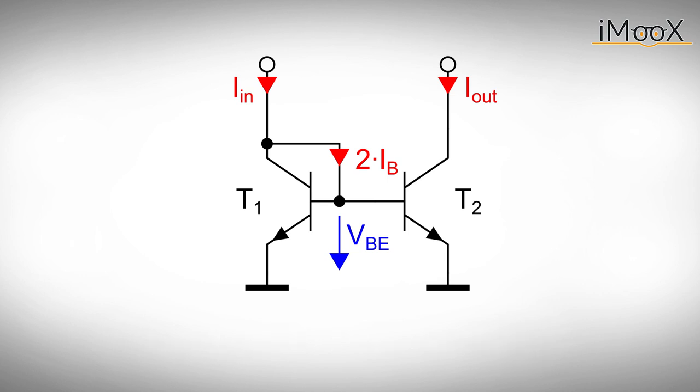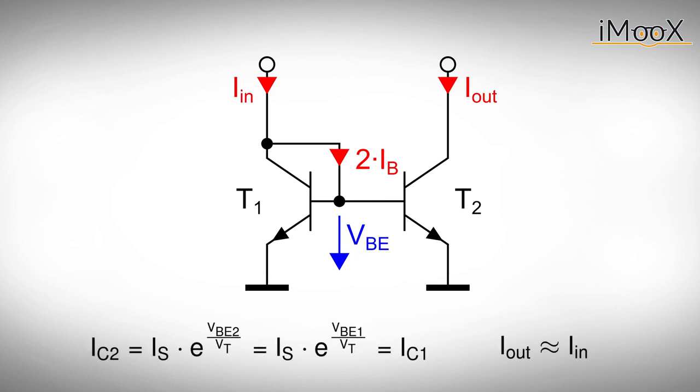As the base terminals are connected, the second transistor shares the base emitter voltage. If both transistors are the same, T2 conducts the same collector current as T1 does.